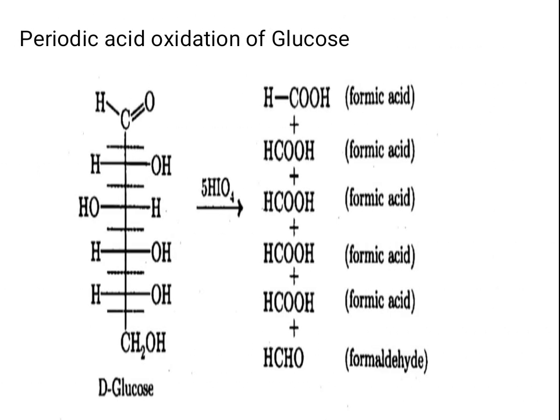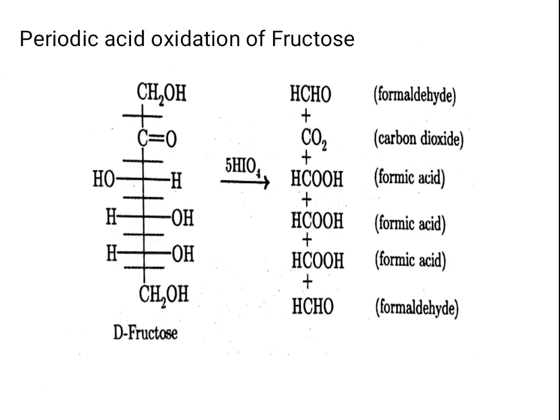Periodic acid oxidation of glucose. So try this yourself. This is very simple. Just at first break all these bonds and add OH groups, then just eliminate water if possible. And this is the periodic acid oxidation of fructose. So that was in case of aldohexose. This is in the case of ketohexose. In case of ketohexose, you are getting 1 molecule of carbon dioxide because of this carbonyl group.